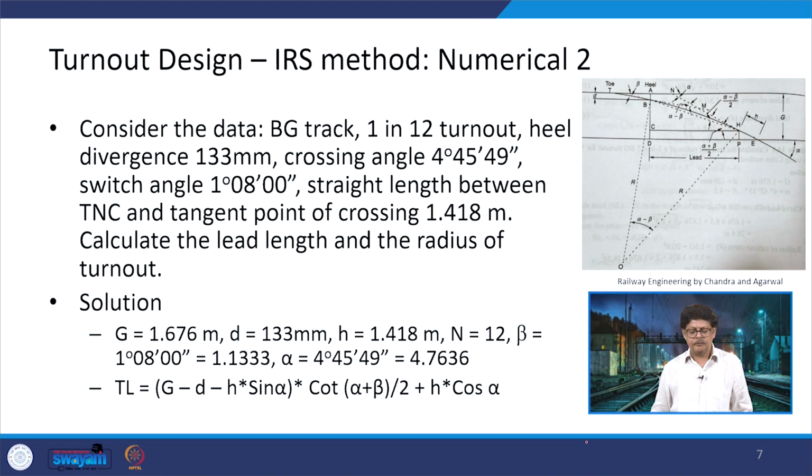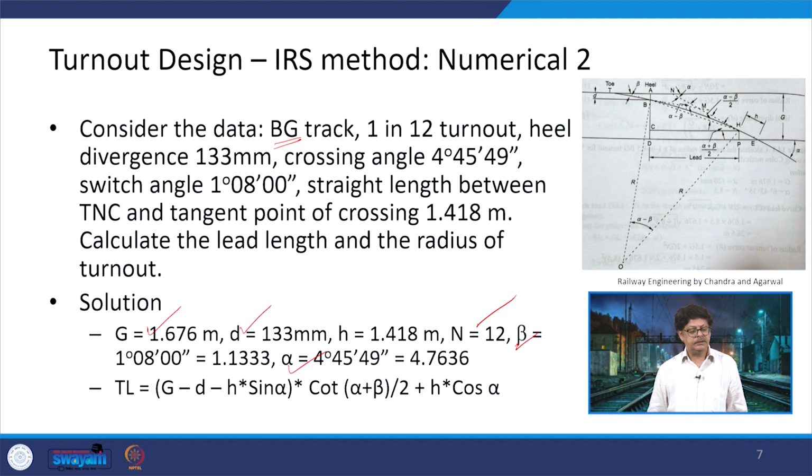Let us look at another numerical. Here this is again a broad gauge track. So, G is 1.676, there is a 1 in 12 turnout, so N is given as 12, heel divergence is 133, so small d is 133, crossing angle alpha is 4°45'49", and switch angle is 1°08'00". So, we have beta given here.